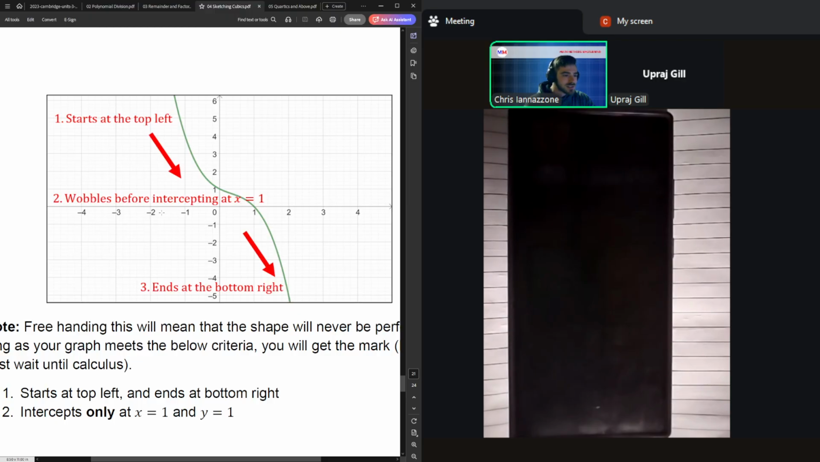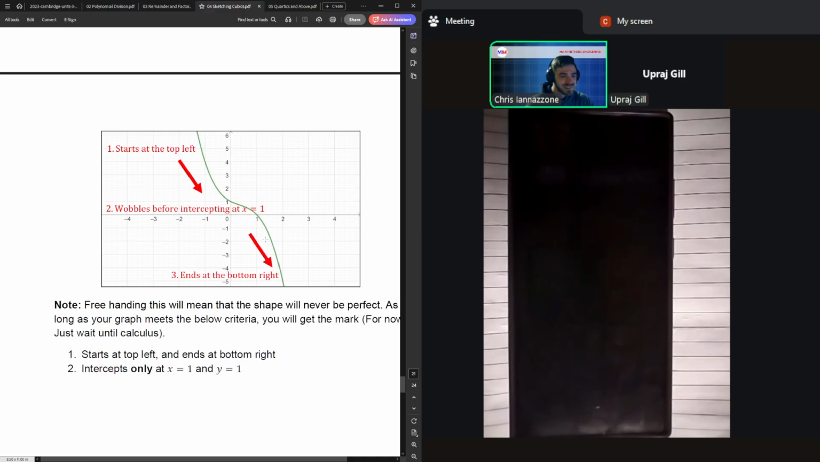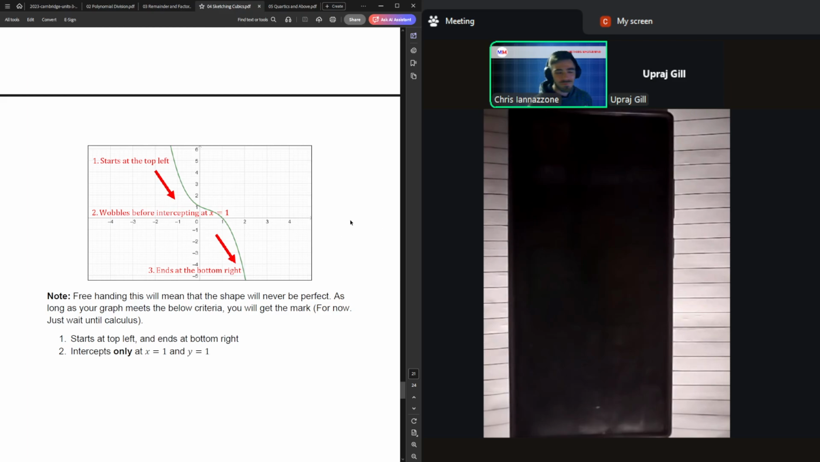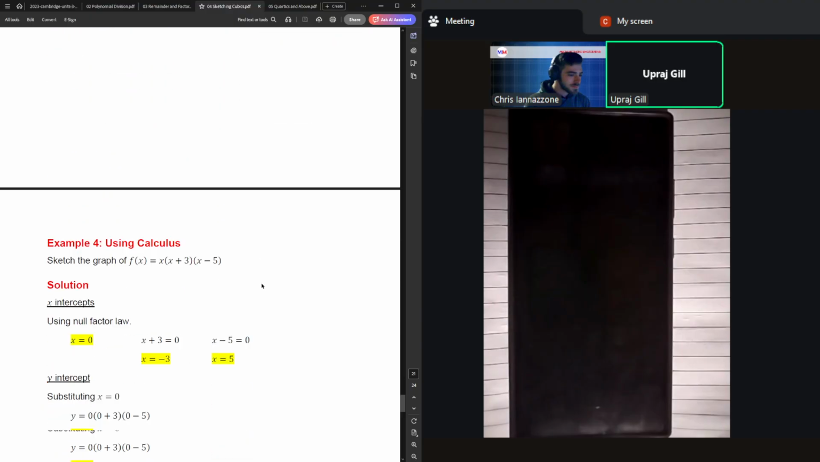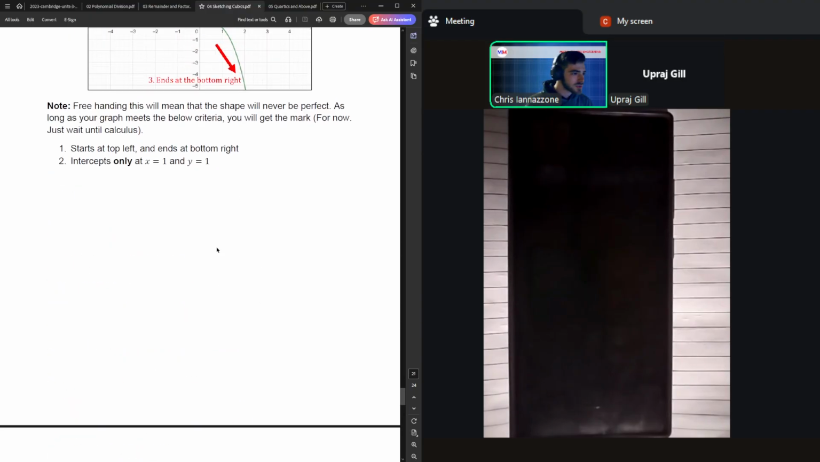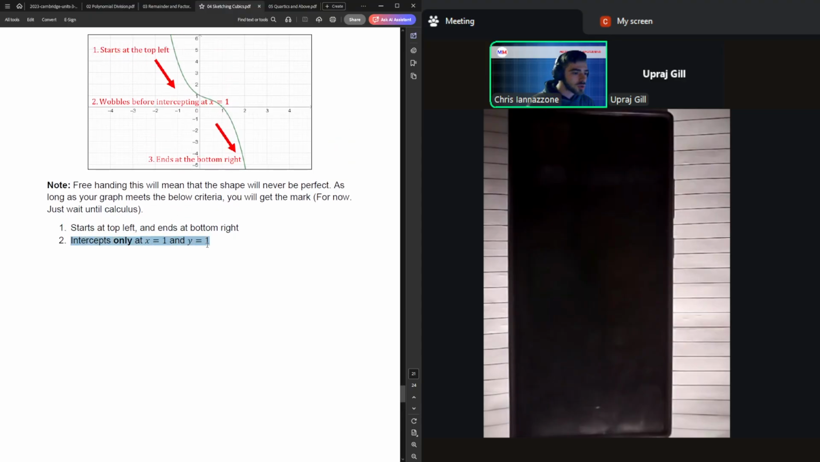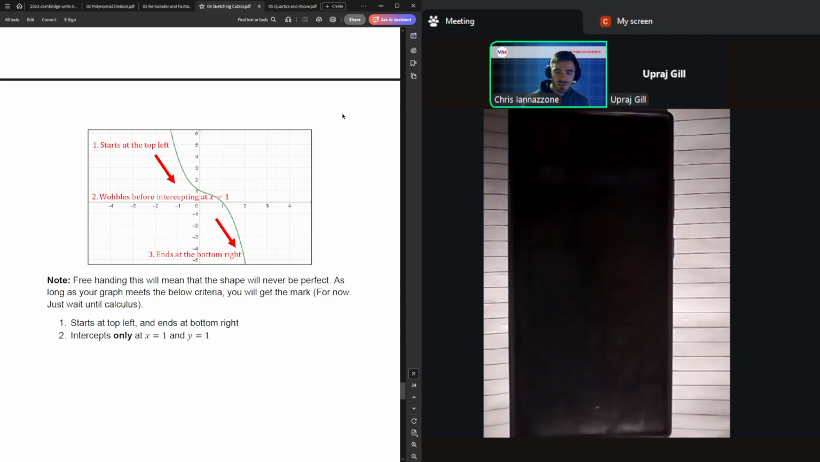The rule I have around this is just do some wobble at some point along the graph and call it a day. That's the best you can really do in this circumstance without having access to calculus or other exceptionally extensive methods by which you could figure it out. Okay. So there's a few things that are a bit weird there. As long as you start top left, end bottom right, and only intercept at the spots where you know there are intercepts, then mostly you'll be fine.